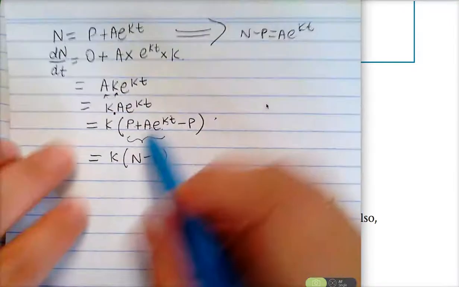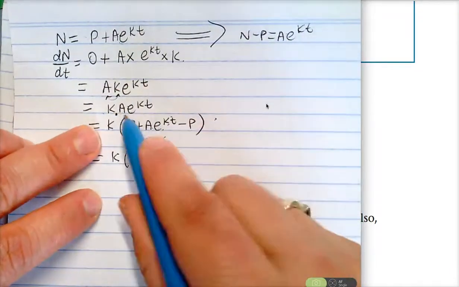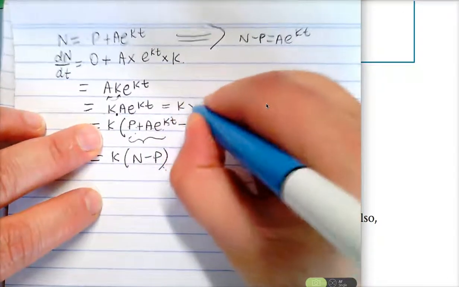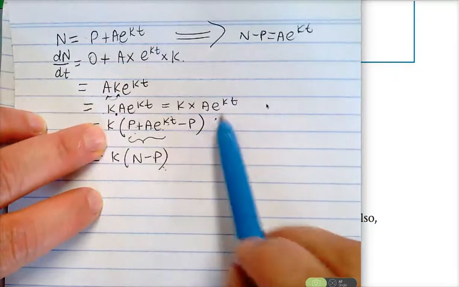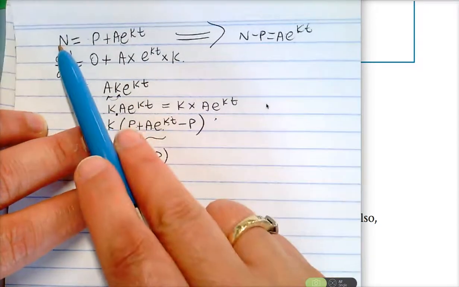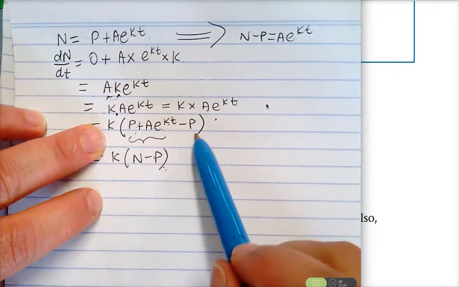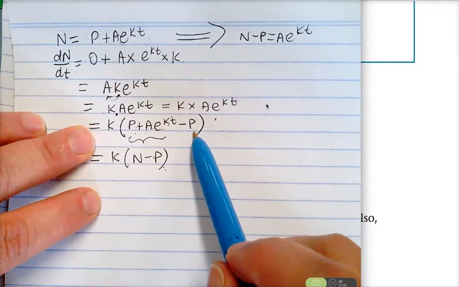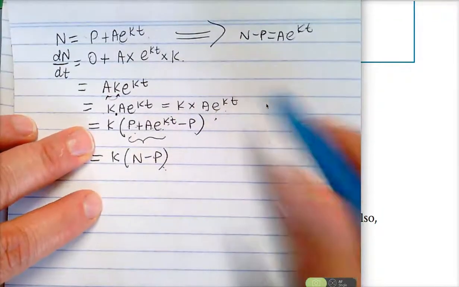All right. What that is, it's K times, are we okay with this? K times AE to the KT. There's the K. Now, they're trying to show that N is P plus AE to KT. I really don't like doing it that way. So if some people do, if you don't want to, you just come this way. Equals K times AE to the KT.